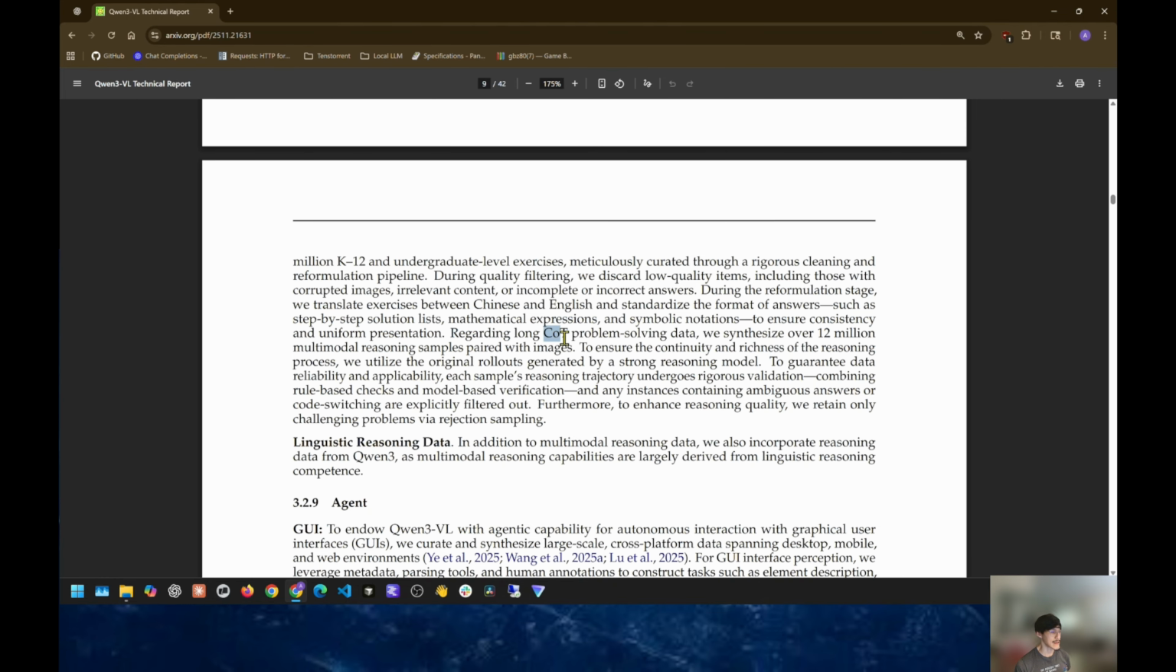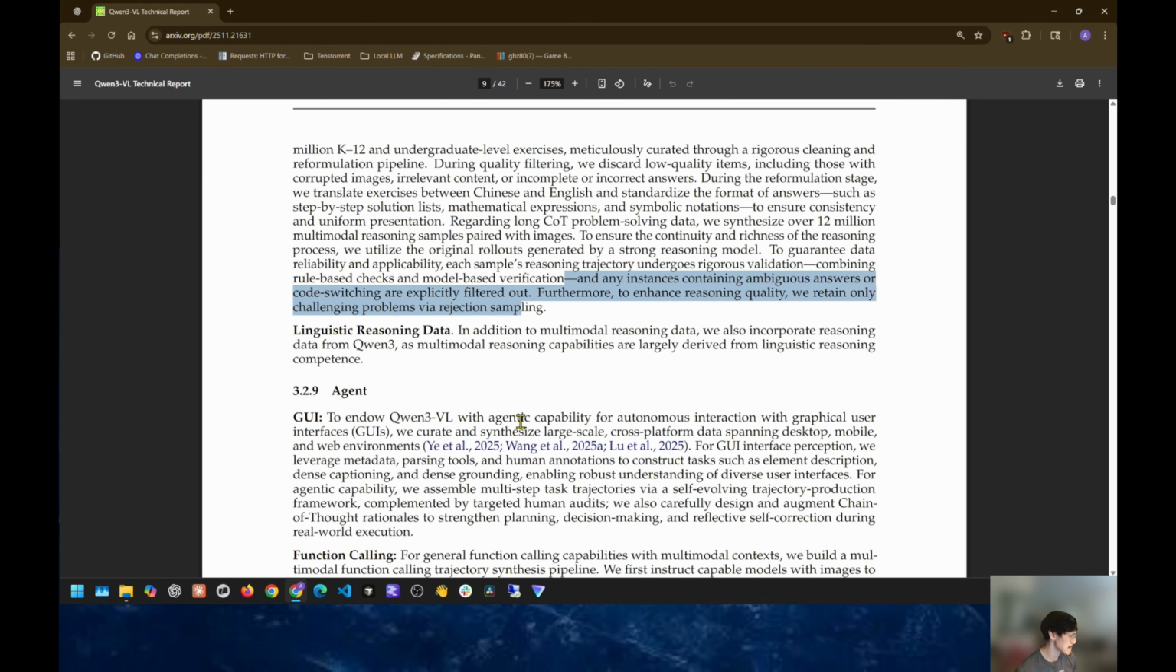Regarding long chain of thought problem-solving data, we synthesize over 12 million multimodal reasoning samples paired with images. To ensure continuity and richness of the reasoning process, we utilize the original rollouts generated by a strong reasoning model. To guarantee data reliability and applicability, each sample's reasoning trajectory undergoes rigorous validation, combining rule-based checks and model-based verification, and any instances containing ambiguous answers or code switching are explicitly filtered out. Furthermore, to enhance reasoning quality, we retain only challenging problems via rejection sampling.